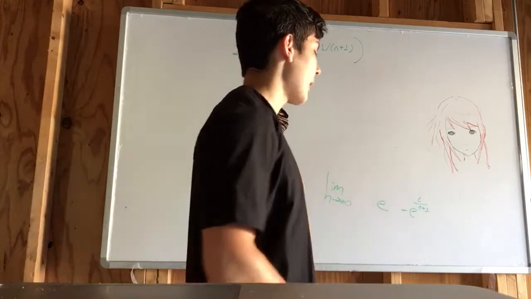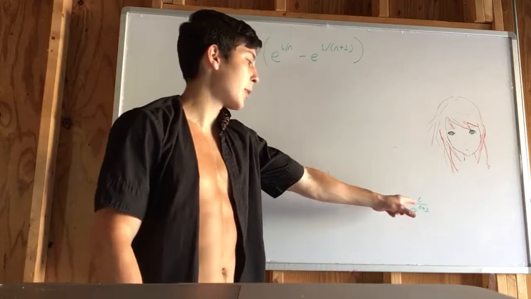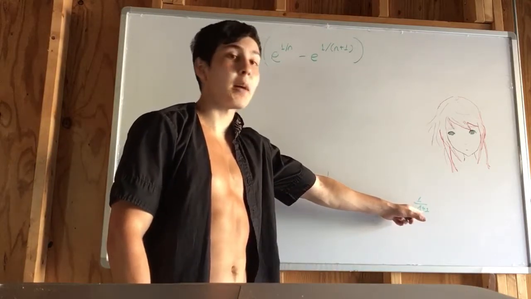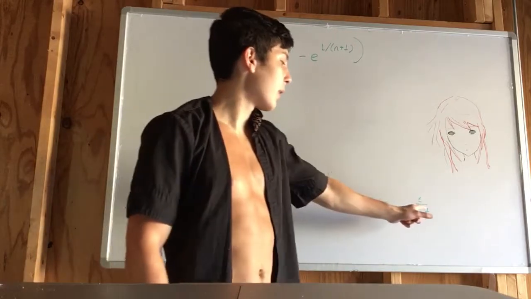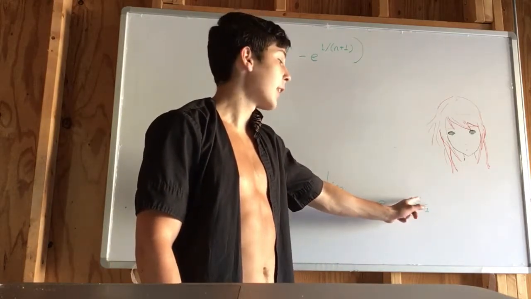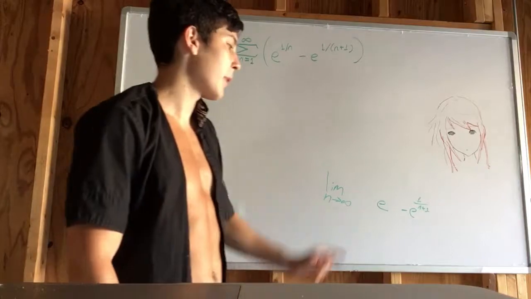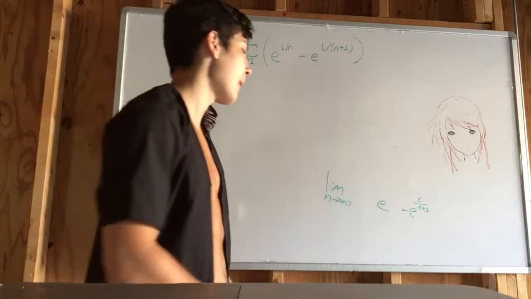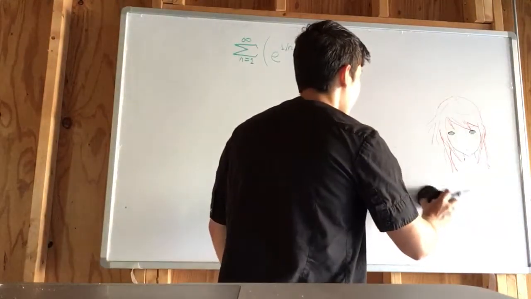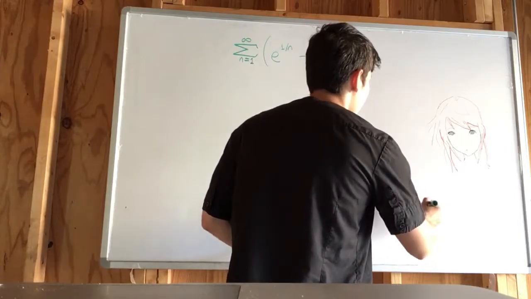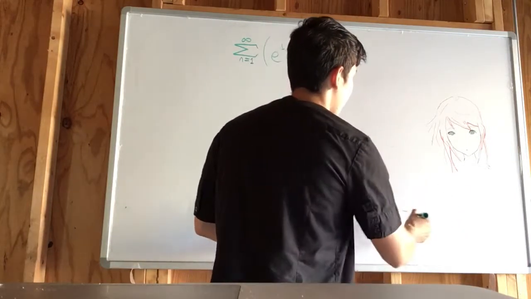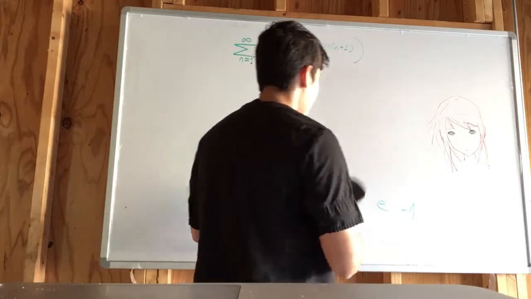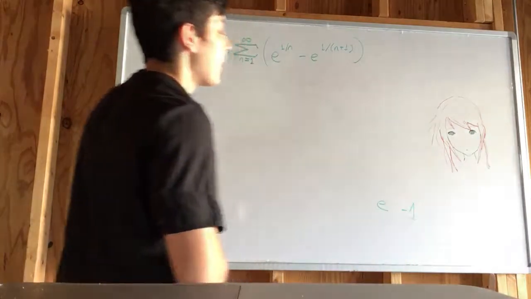And this, we're taking something to an exponent, and we're plugging infinity in the denominator of that exponent. That means that if we plug in infinity here, the exponent goes to 0 because we're dividing 1 by infinity. And anything to the power of 0 goes to 1. So this would be minus 1. So this is our final answer, e minus 1.